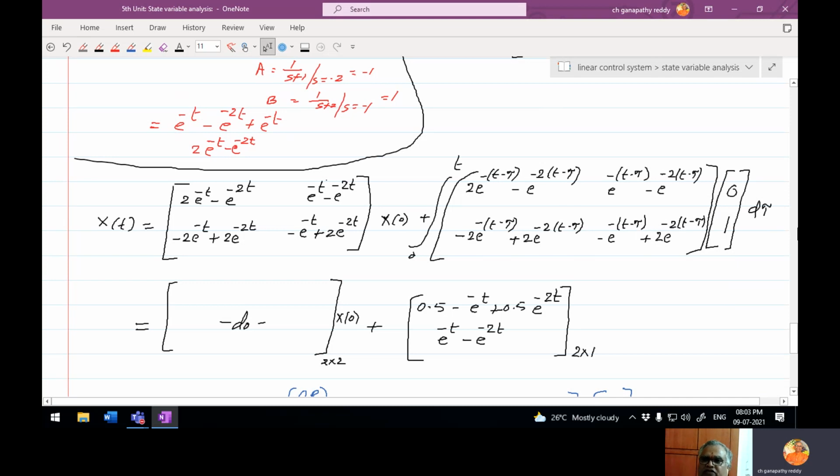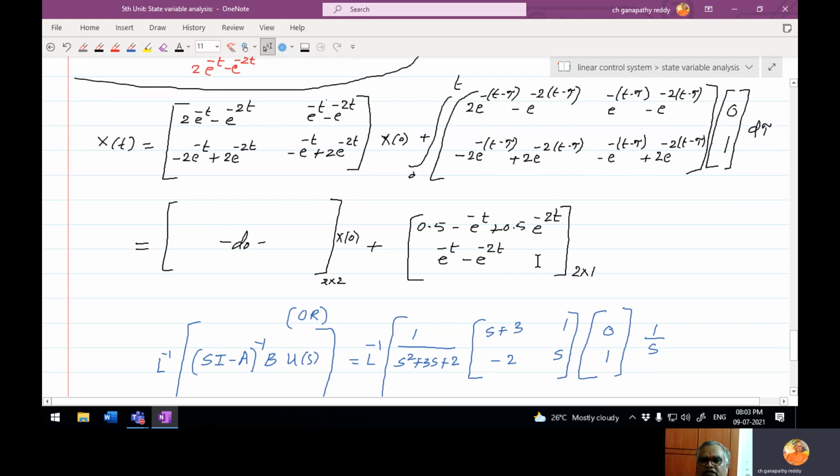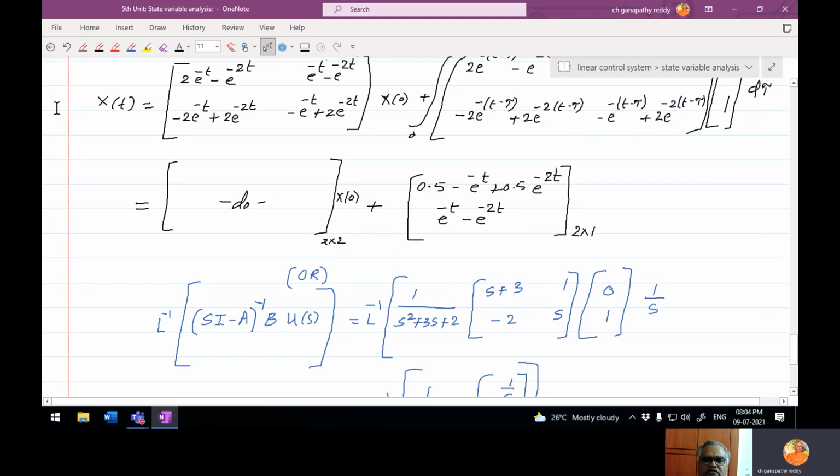Then integrate with respect to tau and substitute the limits 0 to t. Just do those 2-3 steps, and believe me, you get this. What is the size of this one? It is 2 by 1, 2 rows and 1 column, that is the size. And this is 2 by 2. So the final answer x of t is this plus this.